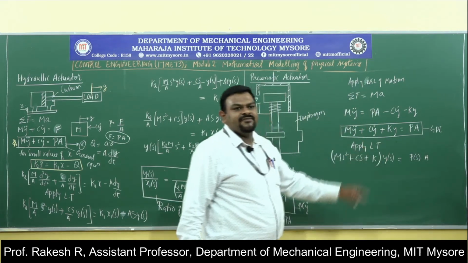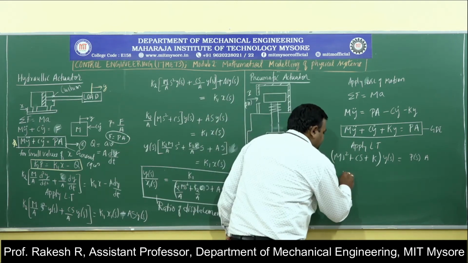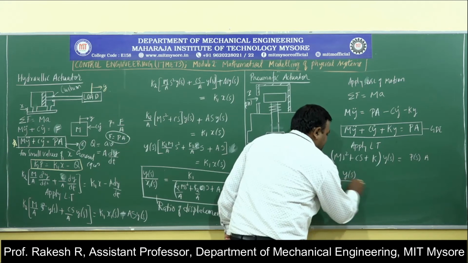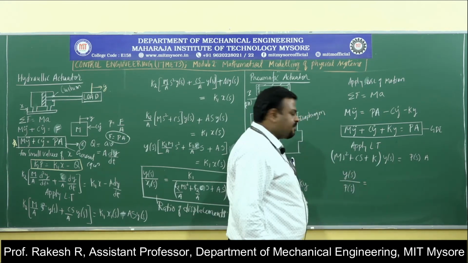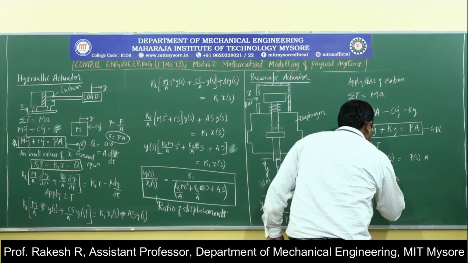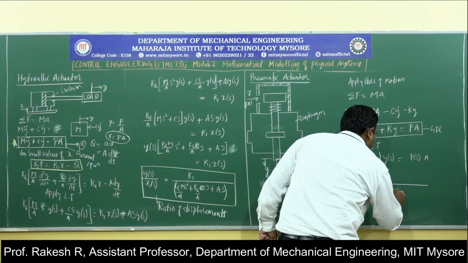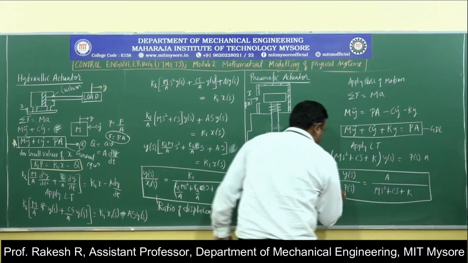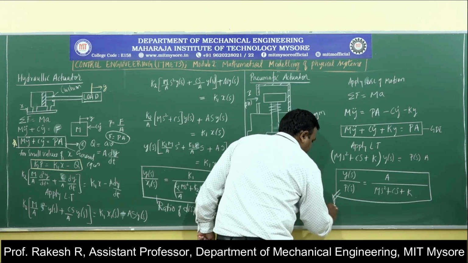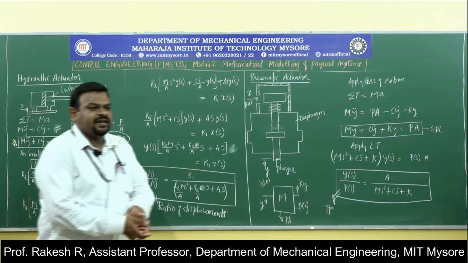Pressure is the input, it is a variable. That's why it is P of s. So if I rearrange, output is the displacement, input is the pressure. It will be equal to A divided by ms square plus cs plus k. This is a transfer function for the pneumatic actuator.